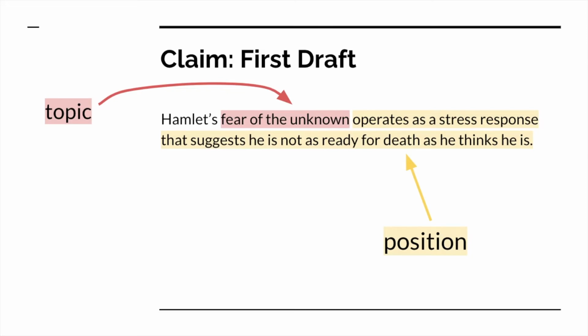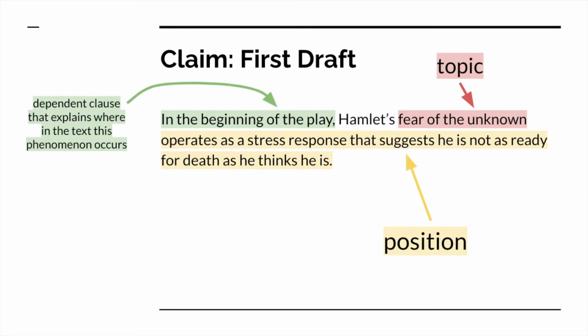In this case, I'm writing about the development of central ideas in literature, so I know that I will follow up this paragraph with another about the same central idea at a later part of the text. Therefore, I think I need to mention where in the play this perspective appears, so I'm going to add a dependent clause in the beginning that provides this information. Now we have, in the beginning of the play, Hamlet's fear of the unknown operates as a stress response that suggests he is not as ready for death as he thinks he is.